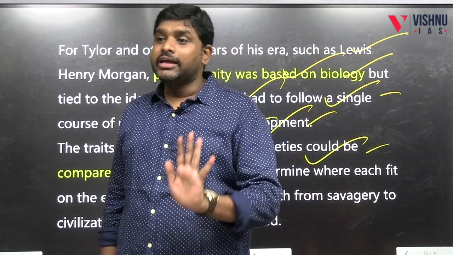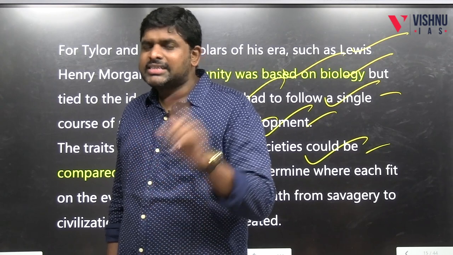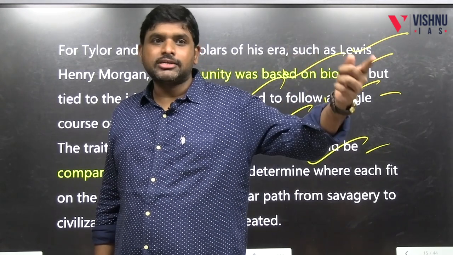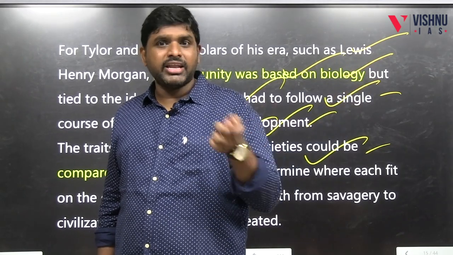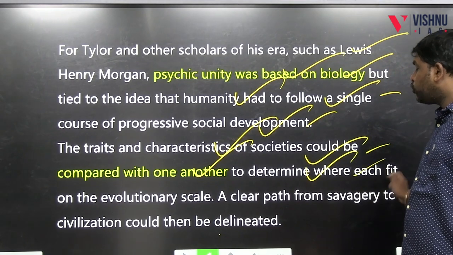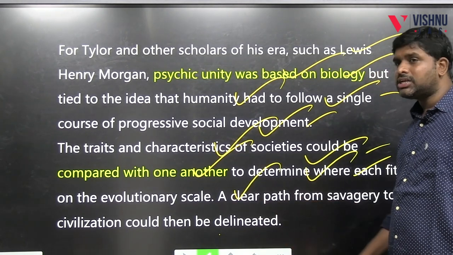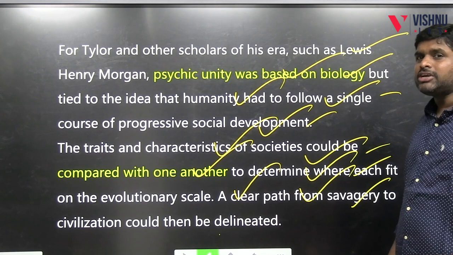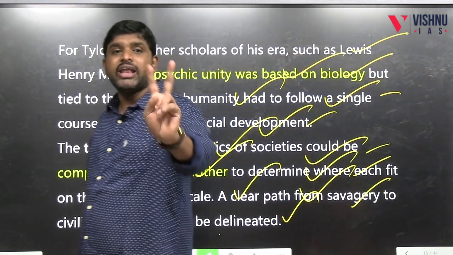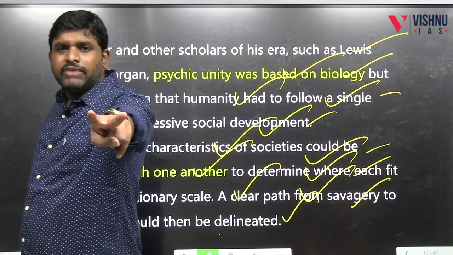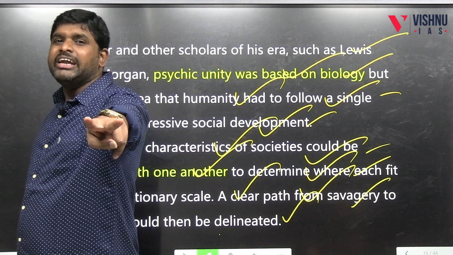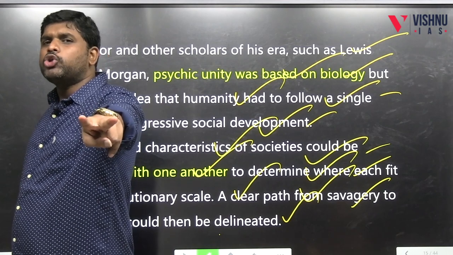So, comparisons are inevitable. That is the reason it is called comparative ethnology, comparative methods. Comparison should be there. When I compare, then only I will know. Compared with one another, to determine where each fits on the evolutionary scale, a clear path from savagery to civilization could then be delineated, can be explained when I compare. So, any society will move from savagery to barbarism to civilization, but the time will be different, but one day they will follow the same sequence.